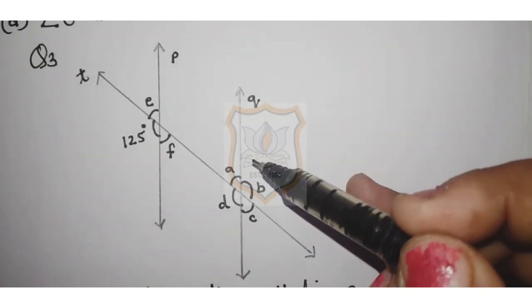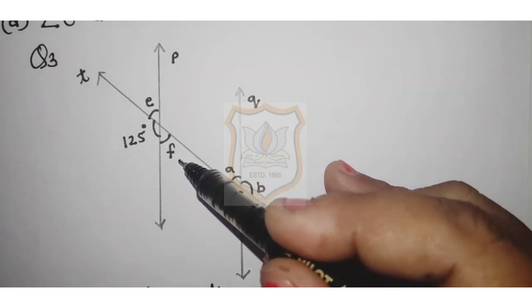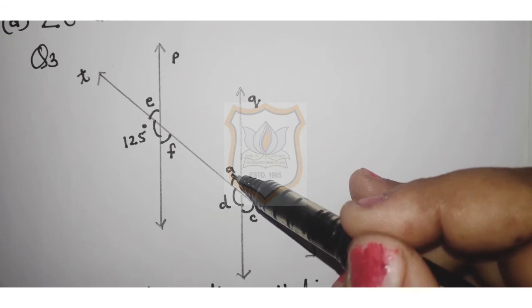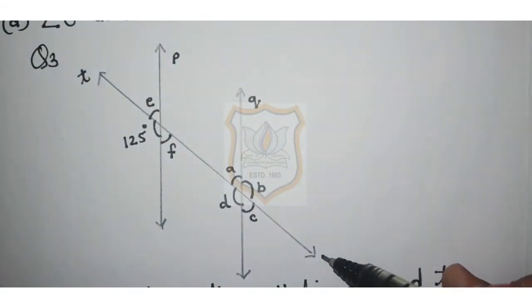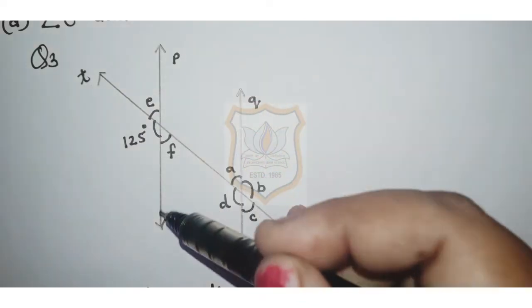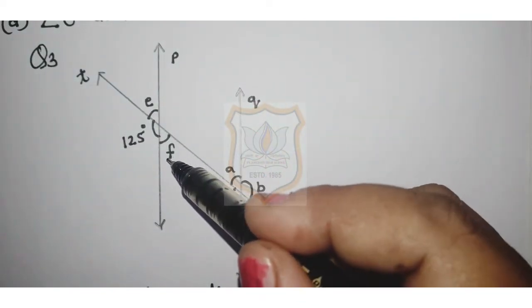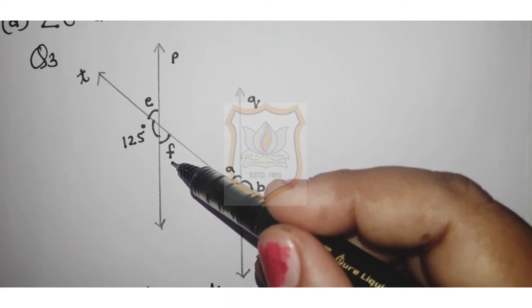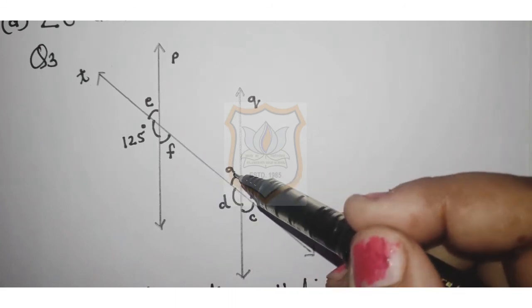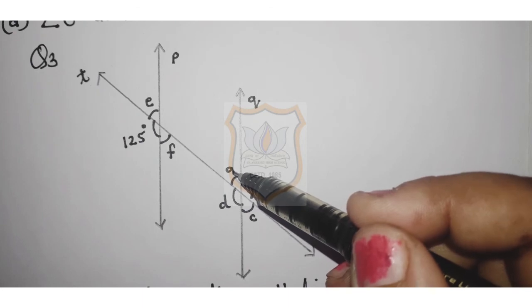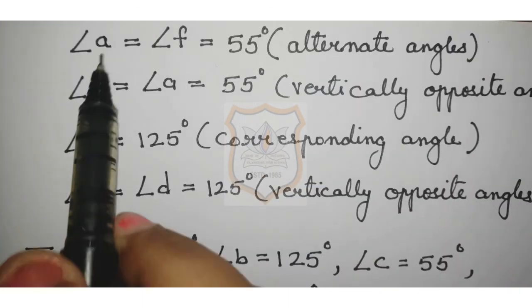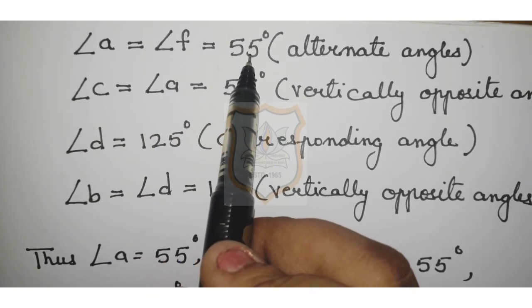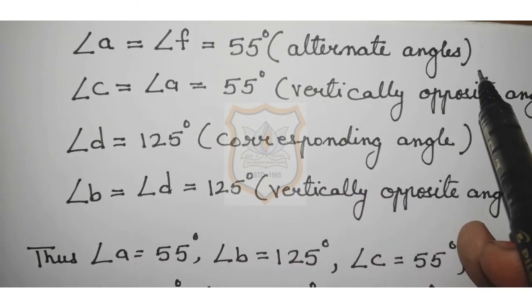Now students, again look at this figure. Angle A is equal to angle F. Why? Because they are alternate angles. Because this is a transversal and these two lines are parallel. So angle A is equal to angle F. And value of angle F, you have calculated just now, that is equal to 55 degree. So angle A is also 55 degree. In this way you have to write angle A is equal to angle F, equal to 55 degree, because they are alternate angles.